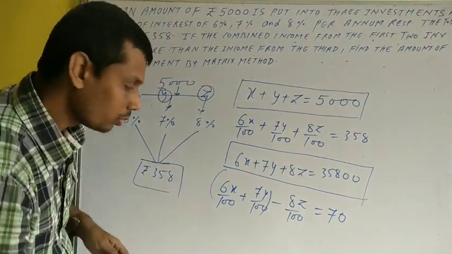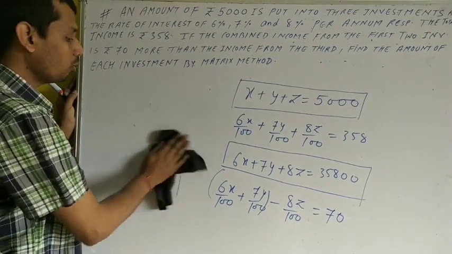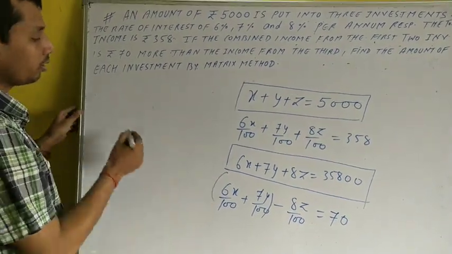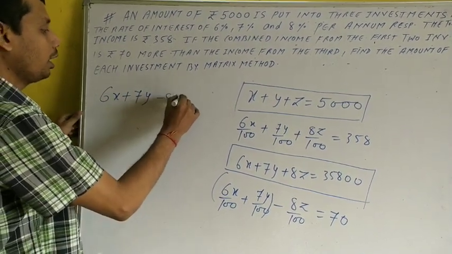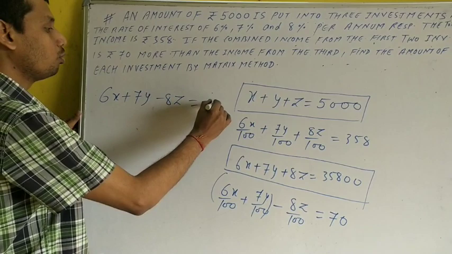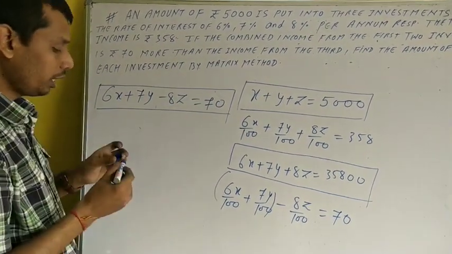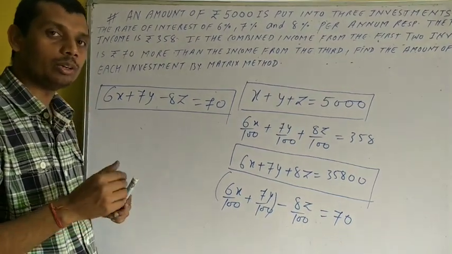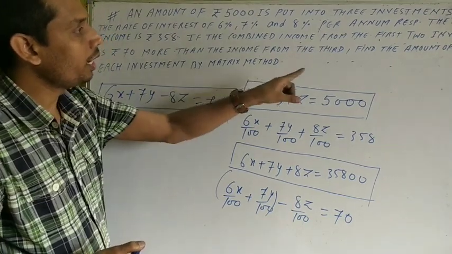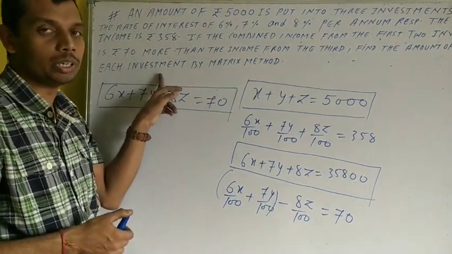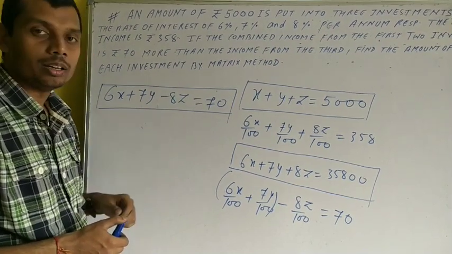Now, we can write the third equation also. The third equation will be 6x plus 7y minus 8z equals 70. Now altogether we have determined three equations using the given condition. As per the question, find the amount of each investment. That is, we have to determine the value of x, y and z.